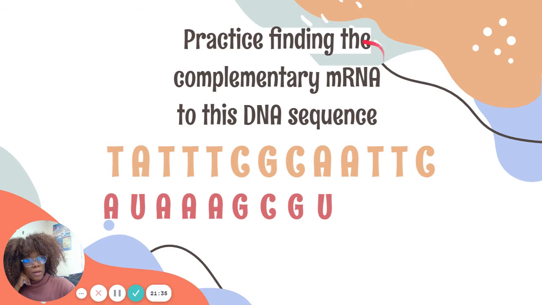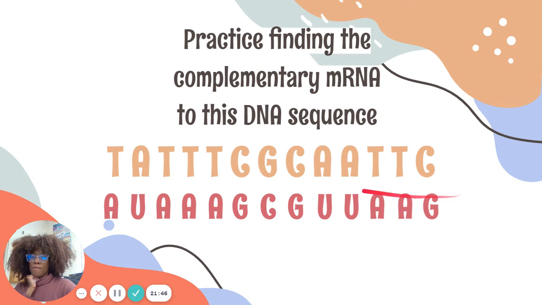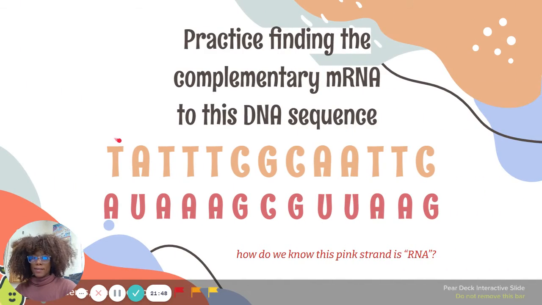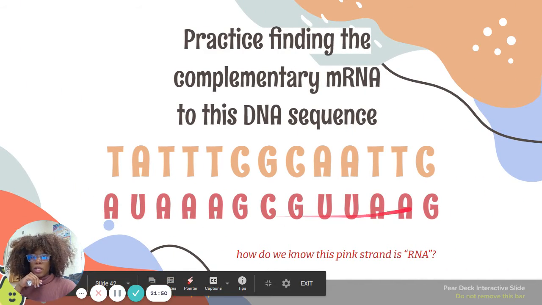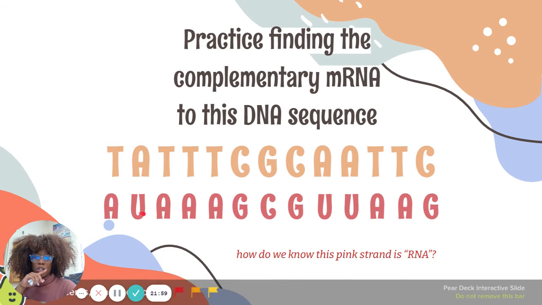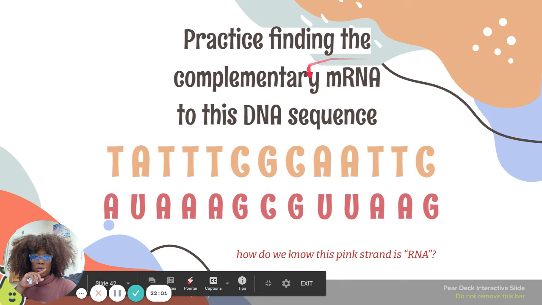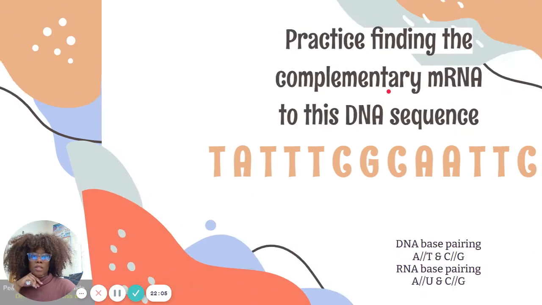Remember, talking about mRNA, it has U's. Okay. So you want to pause the video right now and check that. How do we know that this pink strand is RNA? Exactly. So we have these U's here. It also tells us that we're finding mRNA, so that's another way that we know that's RNA.